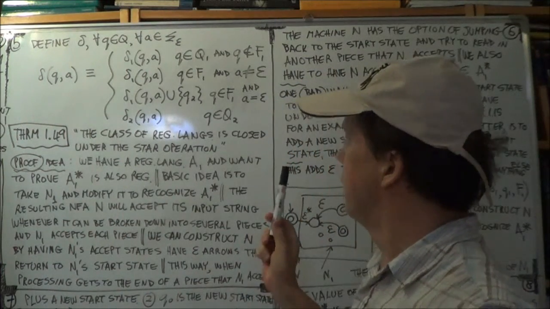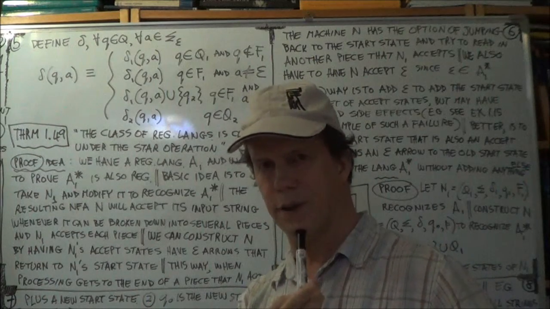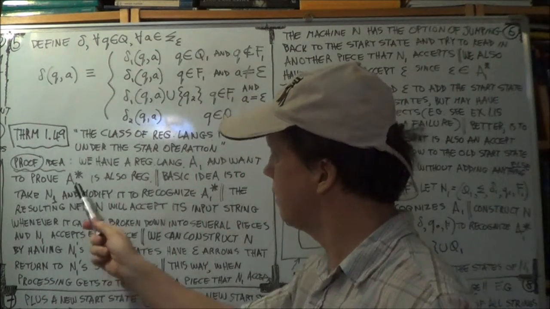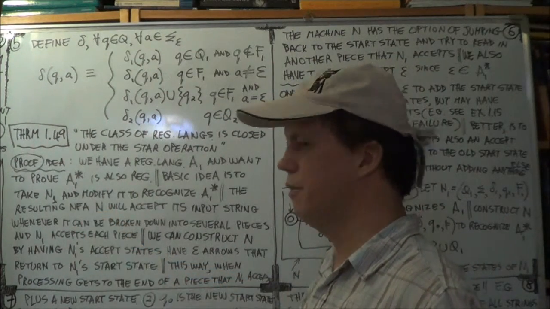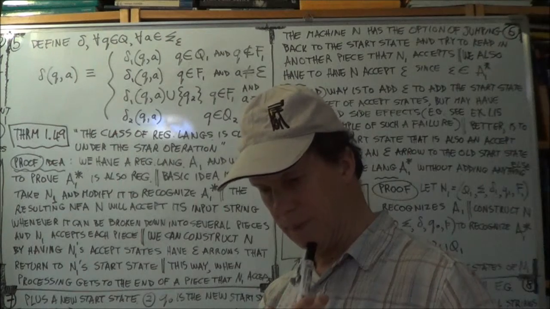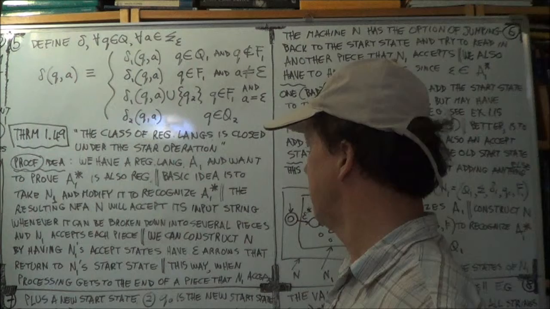Alright, so we're trying to find an automaton that recognizes A star, or A1 star, our one language. So you star that language, and we have to find a machine that recognizes it. So how to do that?